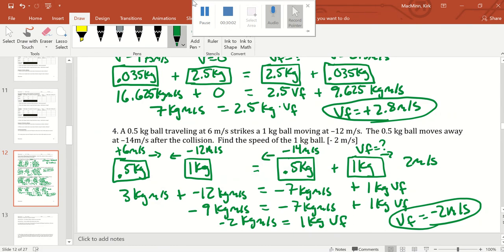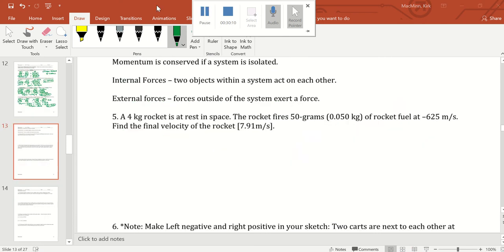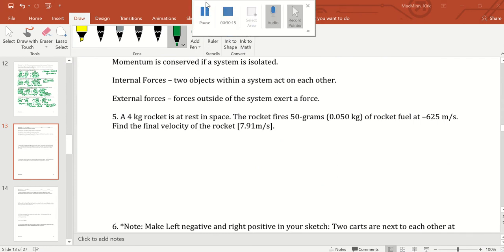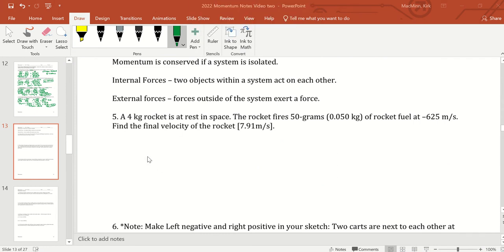So we've now gone over an application of inelastic. We've gone over an application of elastic. Let's take a look at some recoil scenarios. Initially we have a 4 kilogram rocket in space. So I'm just going to write 4 kilograms. And I'm told that it's at rest, so our speed is equal to 0.